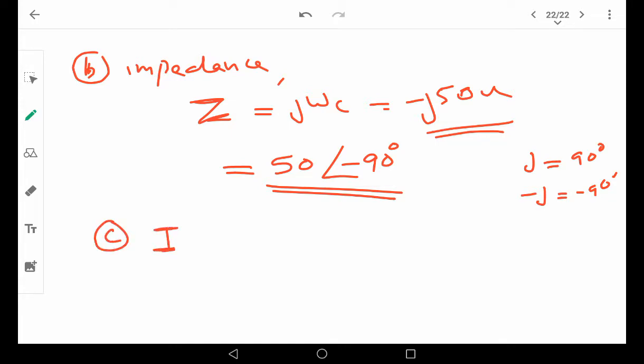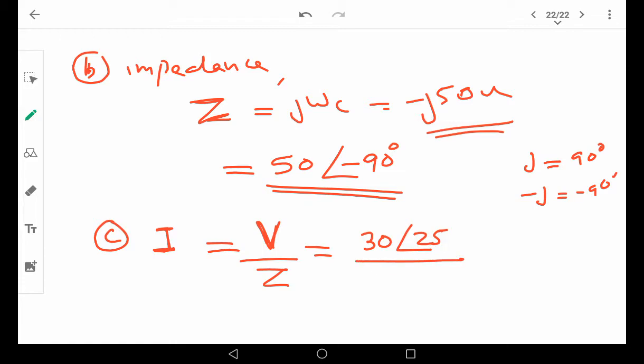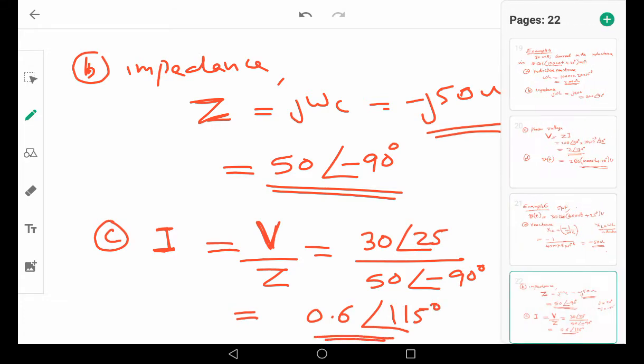Now, what is the phasor for the current? Phasor current I equal to phasor voltage divided by Z. What is the phasor voltage? That is 30 angle 25, divided by Z, that is 50 angle minus 90. So it will be 30 by 50, that is 0.6, angle 25 minus (minus 90), that is 115 degrees.